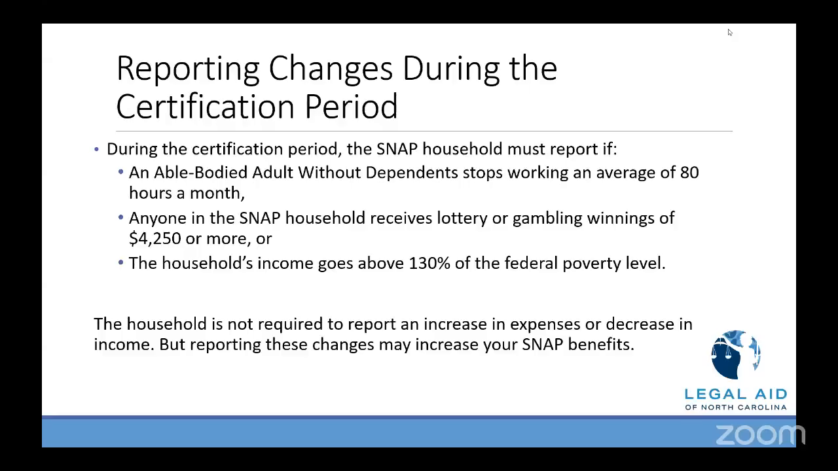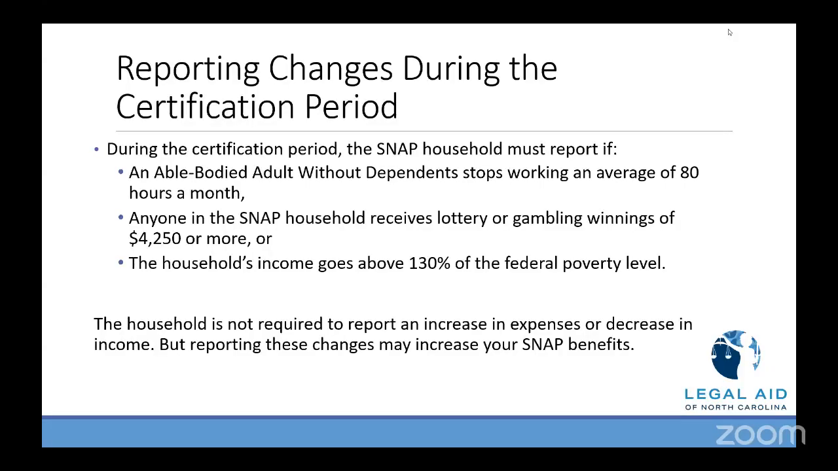There are certain changes that have to be reported during your 6-month certification period. The household has to report if someone who is an able-bodied adult without dependents stops working 20 hours a week, or again, an average of 80 hours a month. If anyone in the SNAP household receives lottery or gambling winnings of $4,250 or more, or if the household's income goes above 130% of the federal poverty level. Those folks generally are still eligible, even if they're above 130% of the federal poverty level, but they're required to report the change, and their benefits will likely be recalculated.